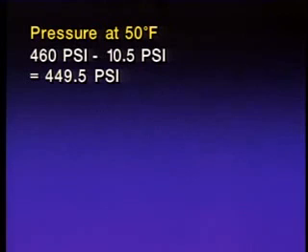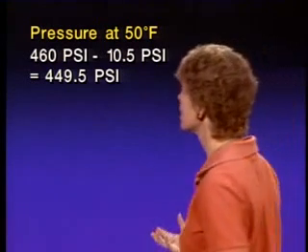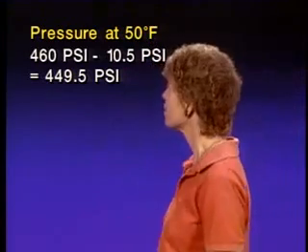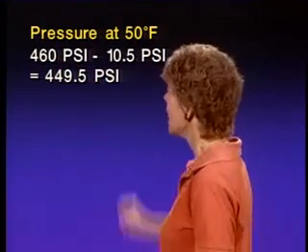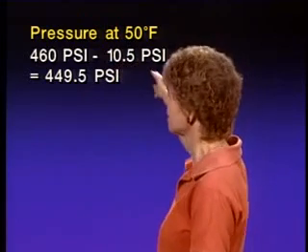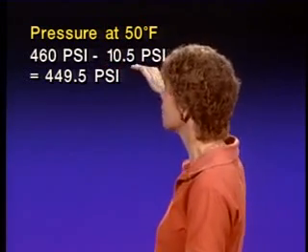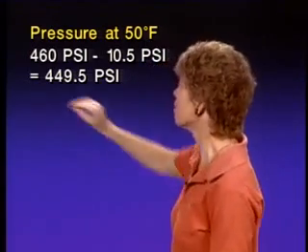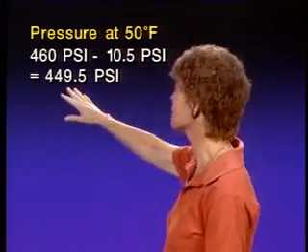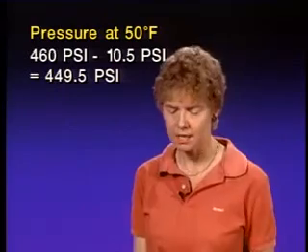Okay, here's what the numbers look like then. In order to determine the allowable pressure at 50 degrees Fahrenheit, we take the pressure reading we had of 460 psi at the original temperature, 63 degrees, and we subtract the 10.5 psi that the pressure is allowed to be lower because the temperature is 13 degrees lower. And that tells us if there were no leaks whatsoever, we should have a system pressure at 50 degrees Fahrenheit of 449.5 psi. That would be if there were no leakage whatsoever.